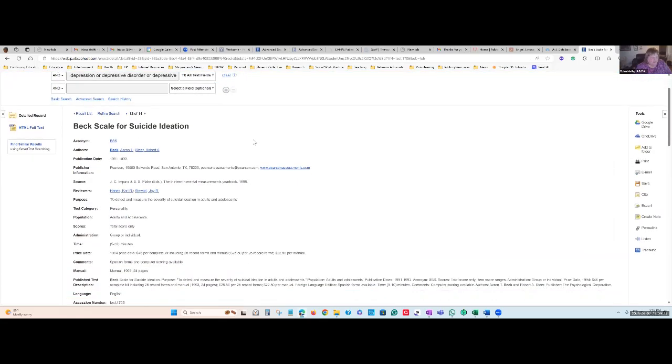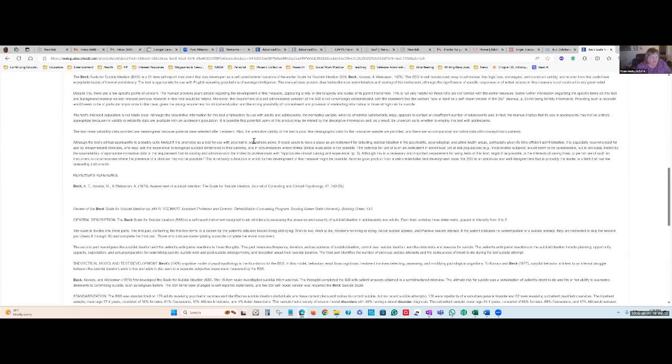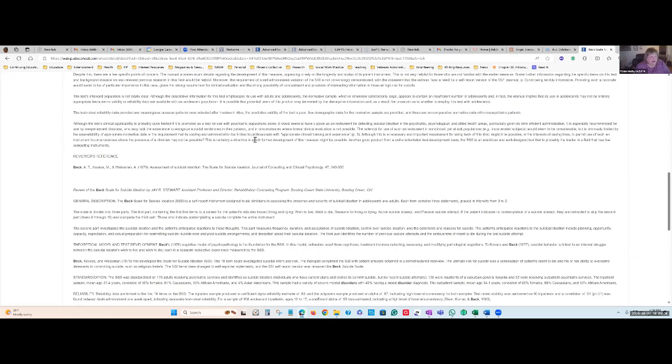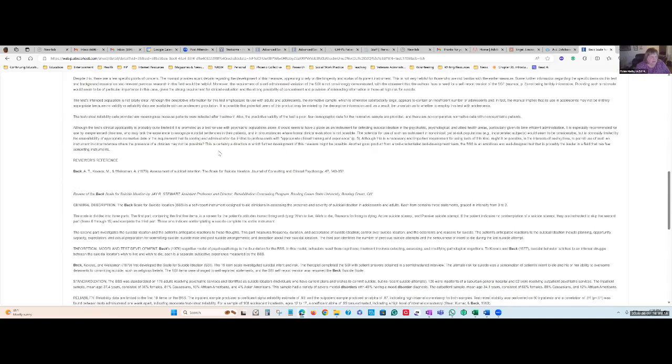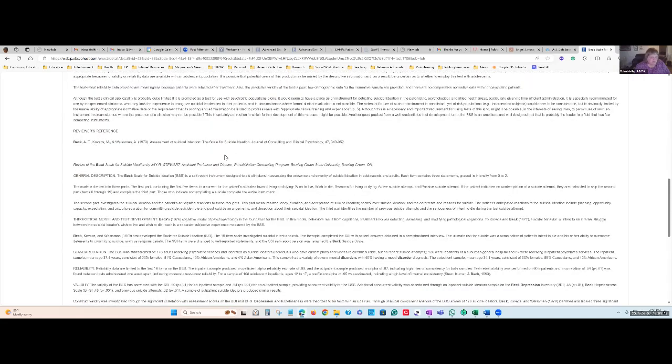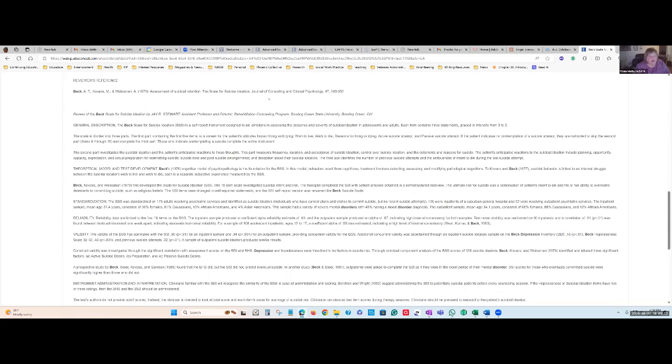This gives you all of the information about it. What it will not do is give you the instrument itself. Oftentimes you have to buy that, but it should give you information about the reliability and where you can find the study that was published. So in this case, I would go to Beck et al. and look at this article, which probably would have the original test in it. If you use that, then you really don't have to go to Pearson and pay them $1.50 or whatever.